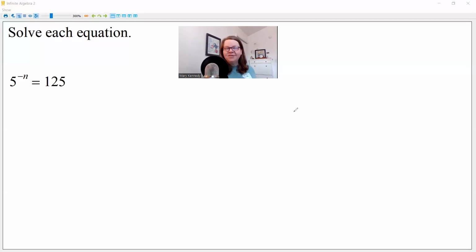All right, here's another change of base exponential equation. So we have a 5 and 125 as our bases here, not the same thing. So let's think, how can we write 125 as a base of 5, hopefully? And it would have to be 5 to some power, right? We're trying to figure out what power that would be.